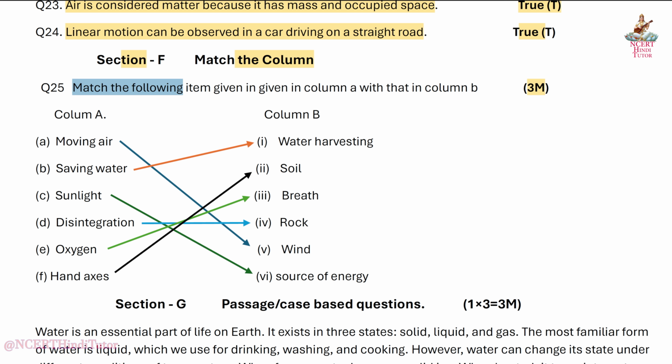Section F, match the column, carrying 3 marks. Question 25, match the following items given in column A with those in column B. A, moving air, fifth, wind. B, saving water, first, water harvesting. C, sunlight, sixth, source of energy. D, disintegration, fourth, rock. E, oxygen, third, breath. F, hand axe, second, soil.